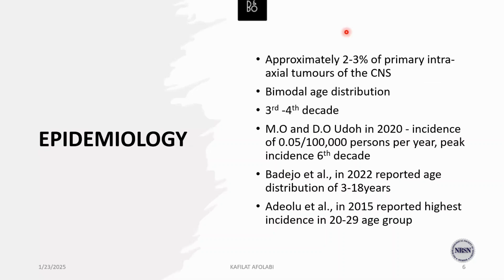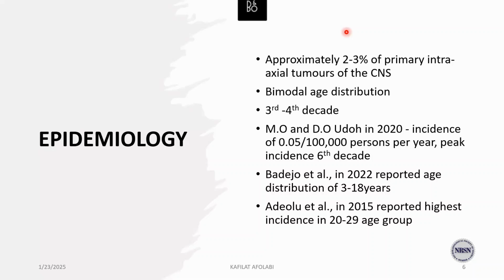Epidemiology-wise, they account for about 2 to 3% of primary intra-axial tumors of the CNS, and there's a bimodal age distribution. It has been reported to frequently occur in the 3rd to 4th decade of life. A research study done by M.O. Udo and C.O. Udo in 2020 reported an incidence of 0.05 per 1,000 persons, and their peak incidence in that study was in the 6th decade.